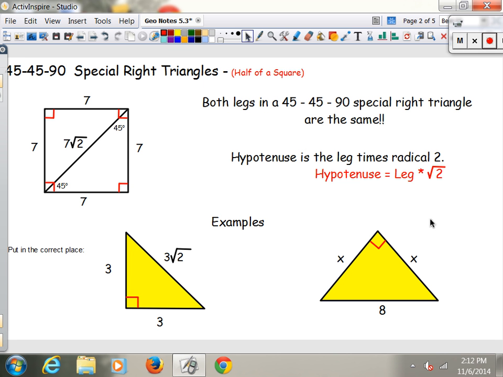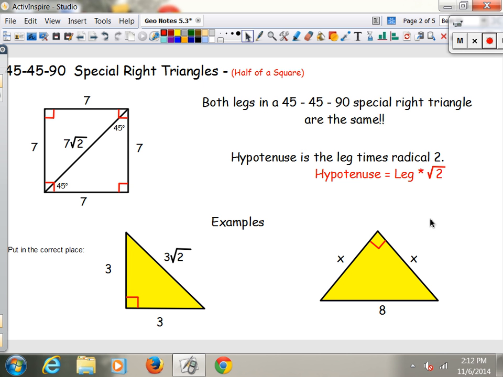We can't leave it like that, right? Multiply by the radical 2. You're going to get 8 radical 2 on top, and 2 on the bottom. You're going to reduce that, so divide it by 2. You're going to get a 4 and 1. So 4 radical 2 is your leg.